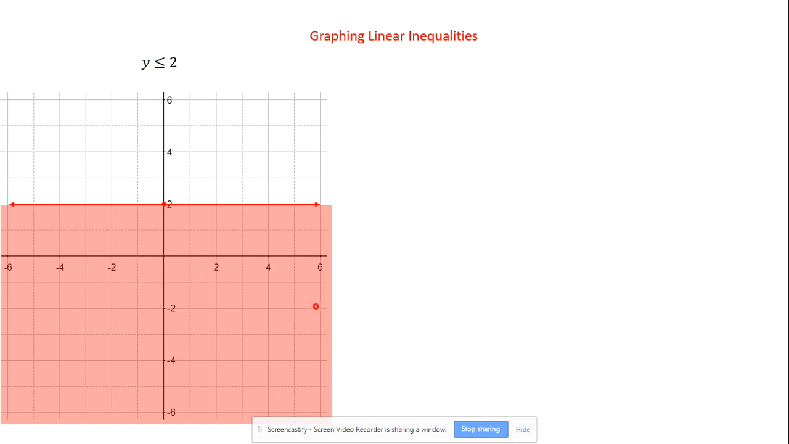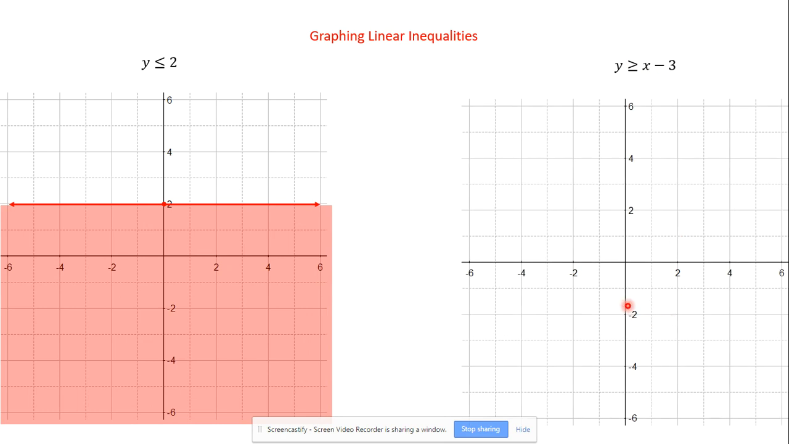Yes, it is, so that works. How about if we have something like y is greater than or equal to x minus 3? So this is slope-intercept form already. We have a y-intercept of negative 3 and a slope of 1. So we can start out with our y-intercept of negative 3. And the slope of 1, we're going to go up 1 over 1, up 1 over 1, up 1 over 1. The line's a solid line.